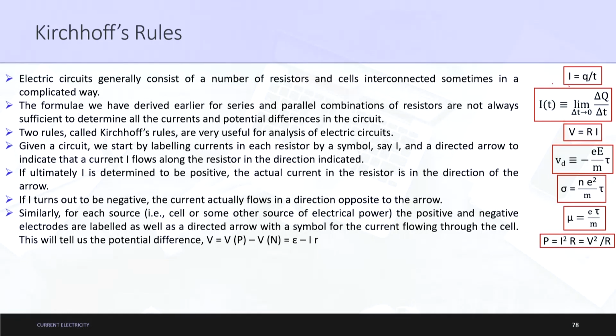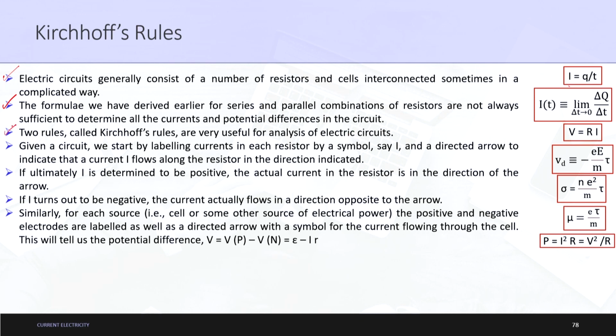An electrical circuit generally consists of a number of resistors and cells interconnected, sometimes in a complicated way. The formulas we derived earlier for series and parallel combinations of resistors are not always sufficient to determine all the currents and potential differences in the circuit. Two rules called Kirchhoff's rules are very useful for the analysis of electrical circuits.